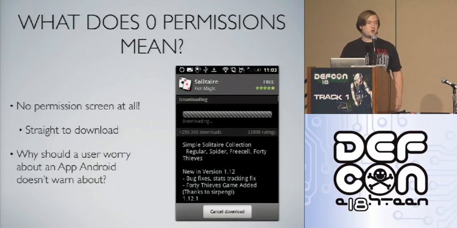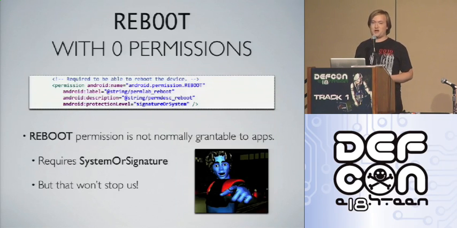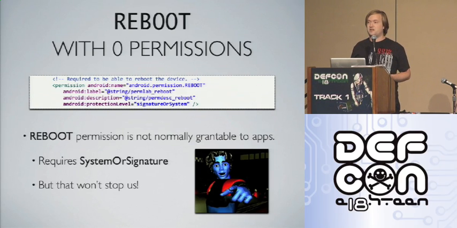So we're going to show all sorts of fun things you can do with 0 permissions. Some of these are silly, and some of them have more serious ramifications. The first one is reboot. There's a reboot permission that's actually marked as signature or system, and what that means is that it's not actually grantable to apps from the marketplace. This permission would be denied if you requested it.